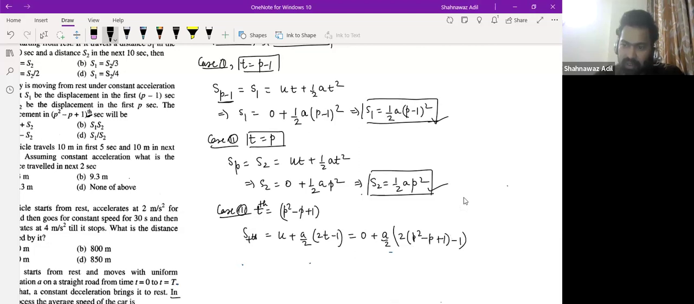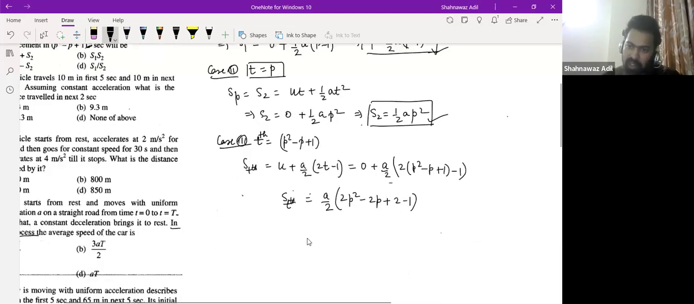So we have just put the value of time, right? So STH, whatever that thing is, that is A by 2. And let's simplify this. So 2P square minus 2P plus 2 minus 1. So how much is this thing? So this is A by 2, 2P square minus 2P plus 1. Right, this is STH.